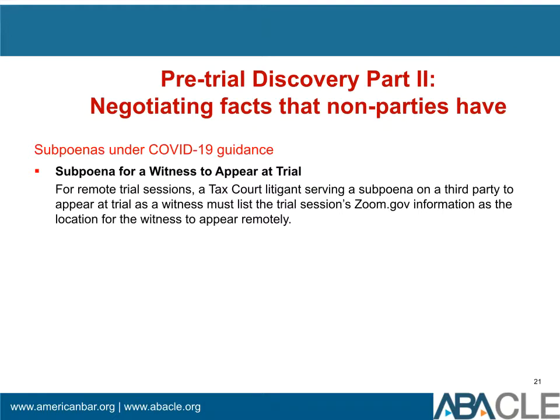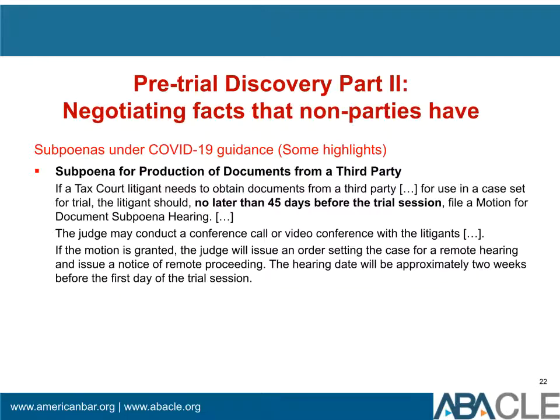This is where this slide starts to address these COVID-19 specific changes to the rules and procedures. Where a subpoena is for a witness to appear at a trial, the party serving the subpoena has to list the trial session ZoomGov information as the location so they can appear remotely. And that's really the only big change in the procedure for subpoenas issued just for witness testimony. There are a lot more changes in the subpoenas for production of documents.